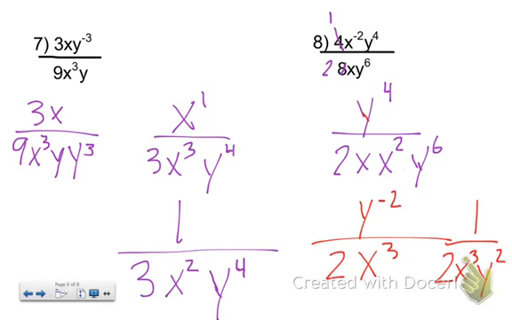So when we talk about how many cancel and where they're left, that's what's actually happening. The subtraction rule is still true. You just end up with a negative exponent that you then move to the denominator. So either way you want to think about it is fine, as long as you're getting the right answer.